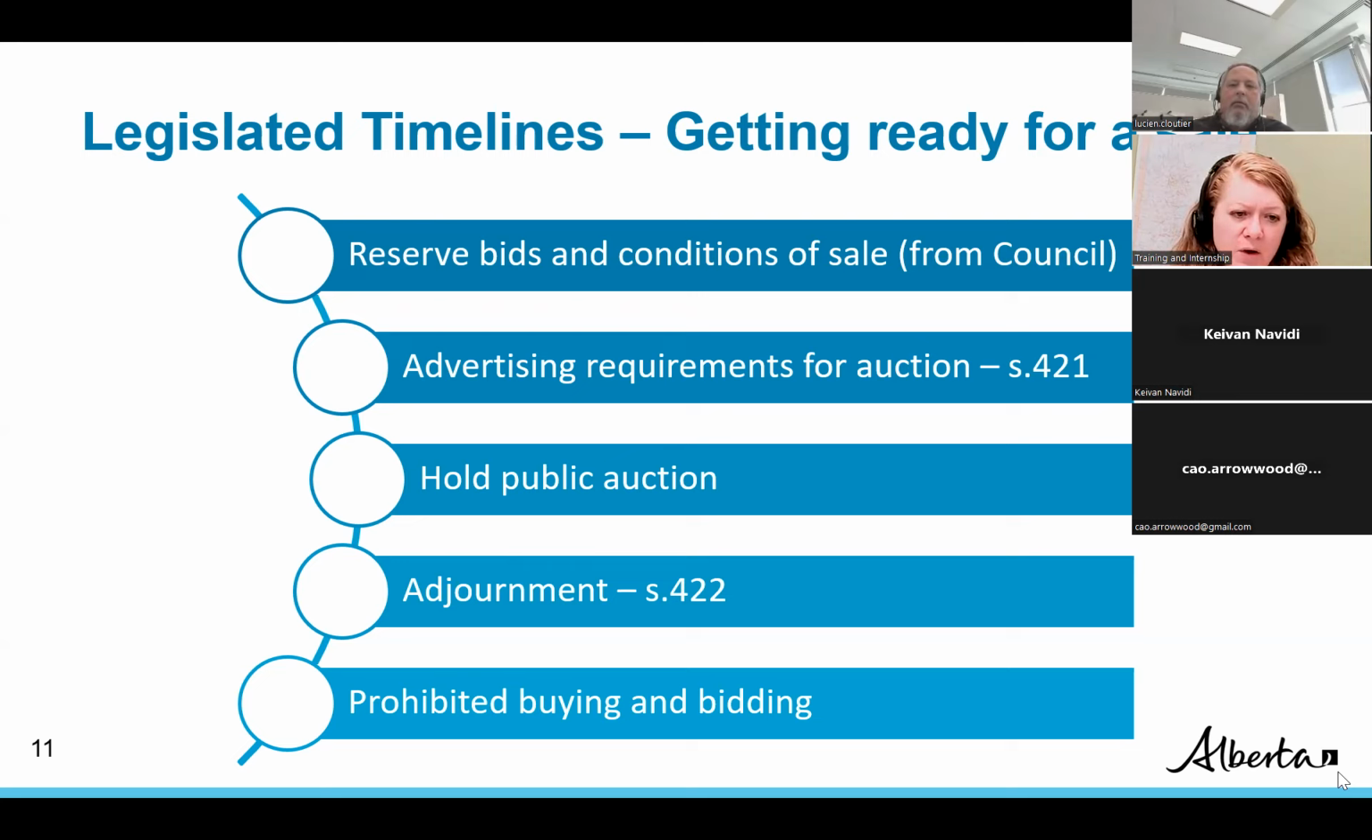You must send a copy of the Gazette ad to the owner of the property and any parties that have an interest in it. So everyone that's listed on the certificate of title. And you have to do that not less than 4 weeks prior to the auction. This usually stimulates some payments.